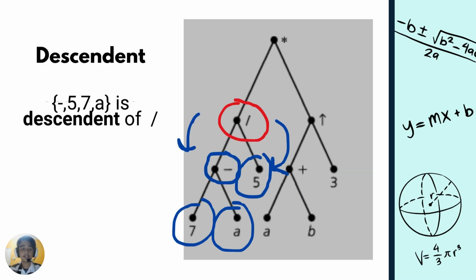Next is the descendant. Descendant is something like your grandchild. Let's say you are old, you have your own grandchild. So in this example here, the minus symbol, the 5, the 7, and a, all 4 of these are descendants of the slash symbol, as you can see in this picture here.